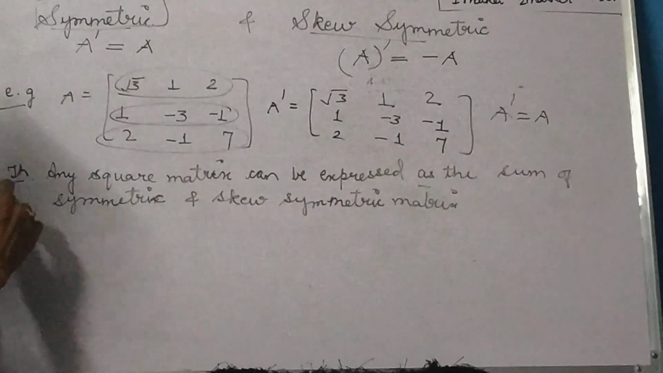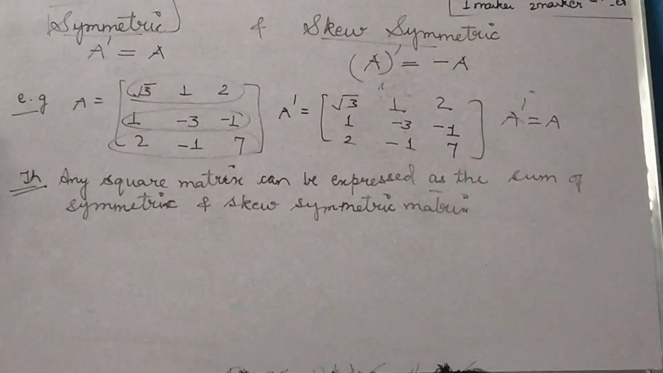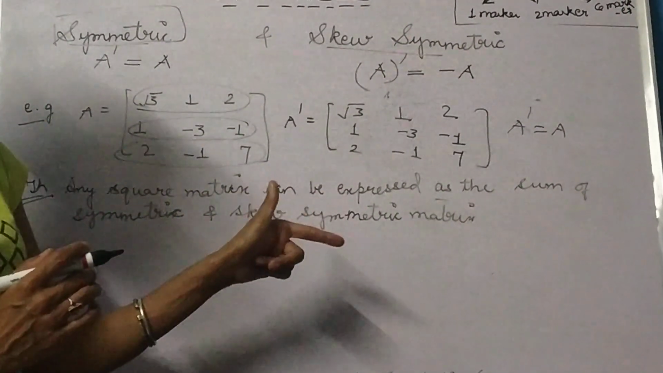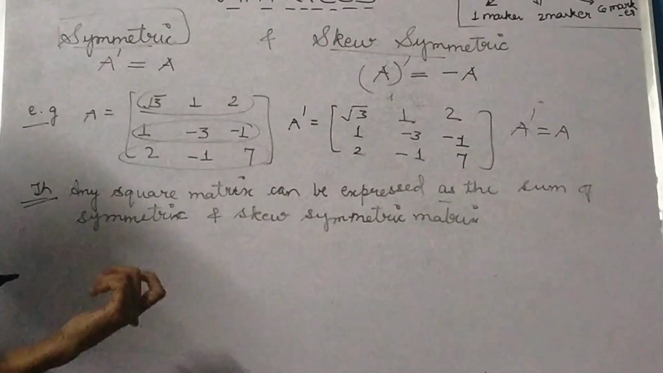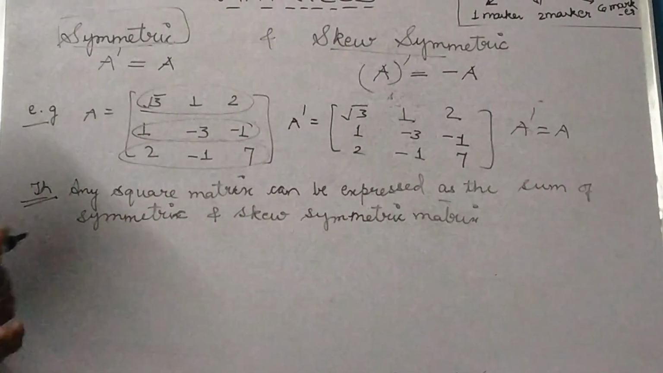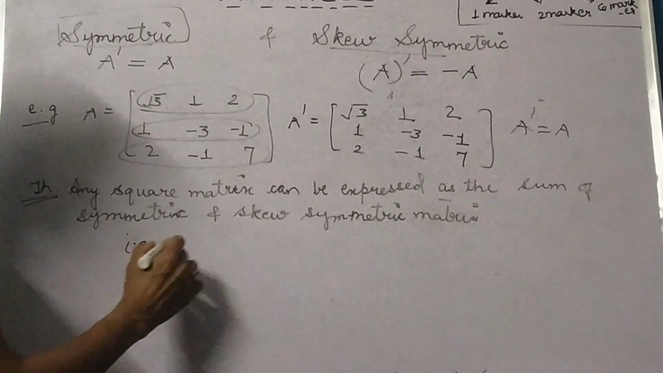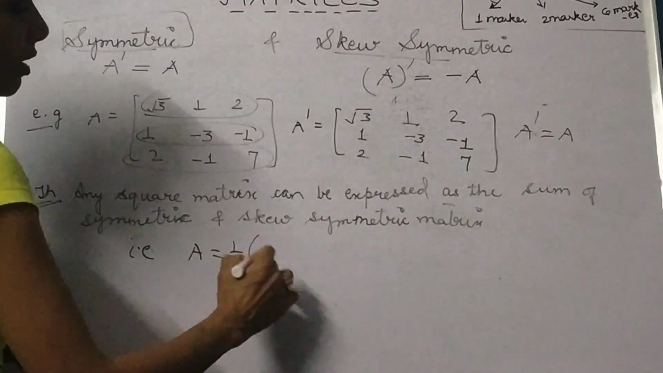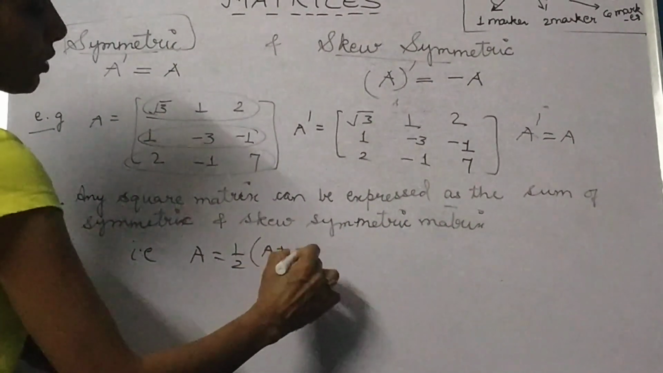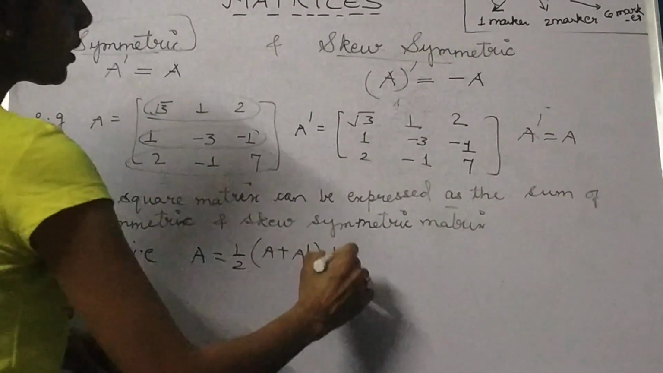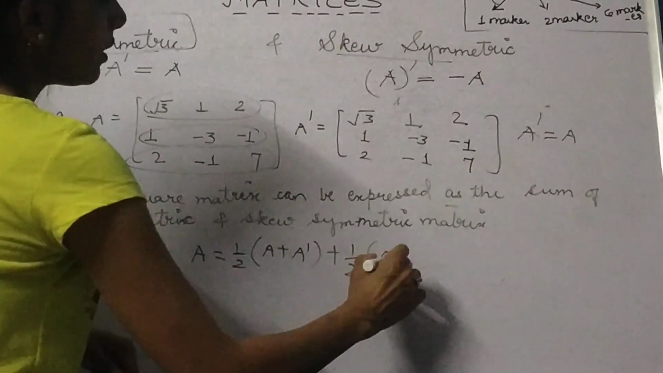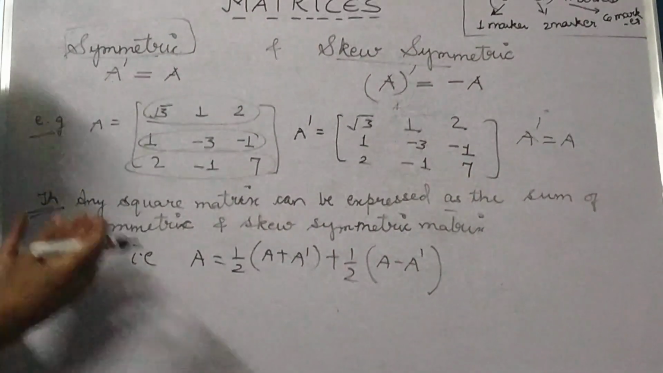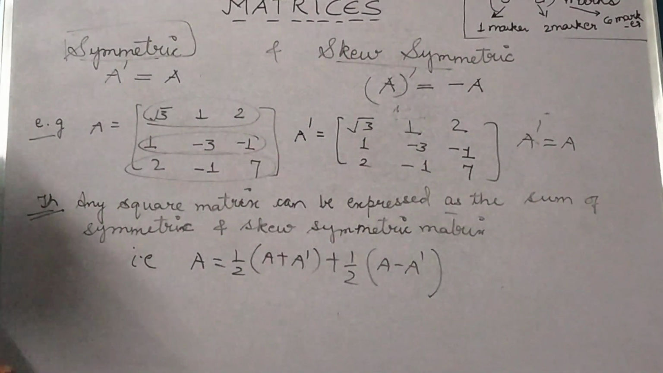Now this is a theorem which you have to remember, which says any square matrix can be expressed as the sum of symmetric and skew symmetric matrix. That is, I can write it as matrix A can be written as half of sum of its matrix and its transpose plus half of difference of its matrix and its transpose. This you have to remember for the questions to be done.